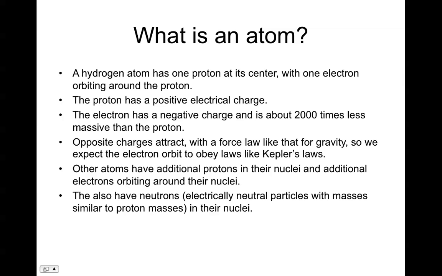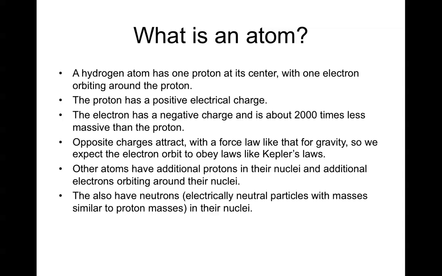An atom consists of a massive nucleus containing a proton in the case of hydrogen, or a proton and neutrons in the case of heavier elements, orbited by one or more electrons. A hydrogen atom has one proton at its center with one electron orbiting around the proton. The proton has a positive electrical charge, and the nuclei of other atoms have positive electrical charge as well. The electron has a negative charge and is about 2,000 times less massive than the proton.